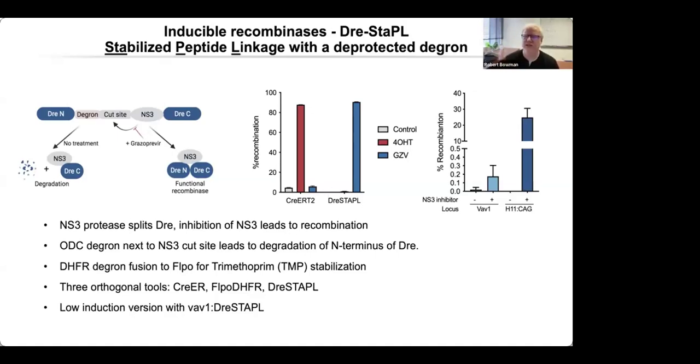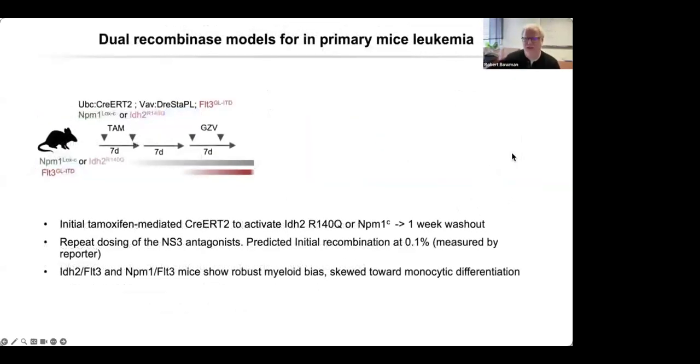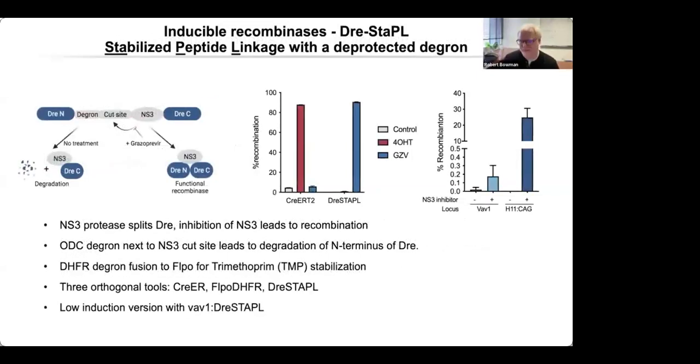And if we dose these mice in vivo with the NS3 inhibitor, you can see that we get a high amount of recombination with a strong synthetic promoter and a low level of recombination with the VAV1 locus. So the drugs are bioavailable, we're able to get them into mice, but depending on where you put them, you get different levels of recombination.